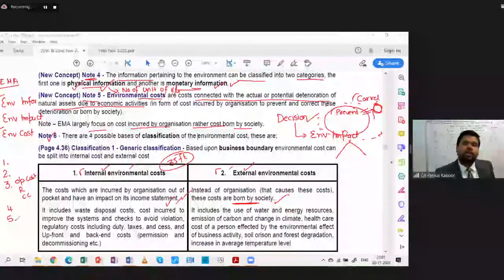Then the fifth point: environment information can be classified into two parts. The first category will be termed physical information, and the second category will be termed monetary information. So these are the five points we discussed up till now. Now, when a company applies EMA, what does it need to do? It needs to do four things.